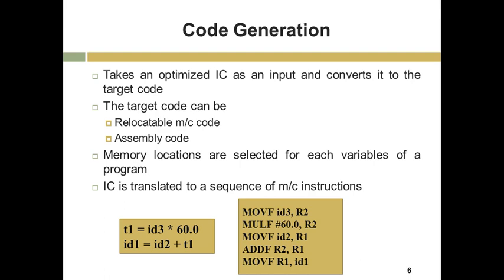Next is MOVF ID2, R1. This will move the value of ID2 into register R1. Then the ADDF instruction will add the values in R2 with R1. And lastly, the result stored in R1 will be moved to ID1. So this is the target code generated for the given example.